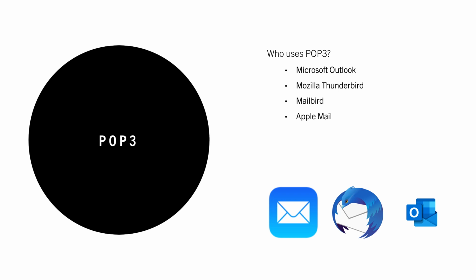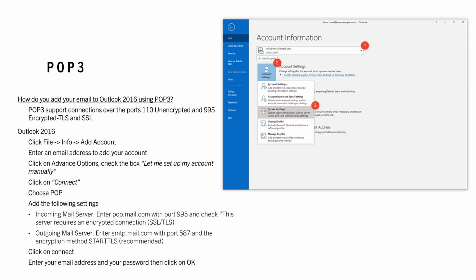Microsoft Outlook, Mozilla Thunderbird, Mailbird, and Apple Mail. How do you add your email to Outlook 2016 using POP3? POP3 supports connections over the ports of 110 unencrypted and 995 encrypted with TLS or SSL.